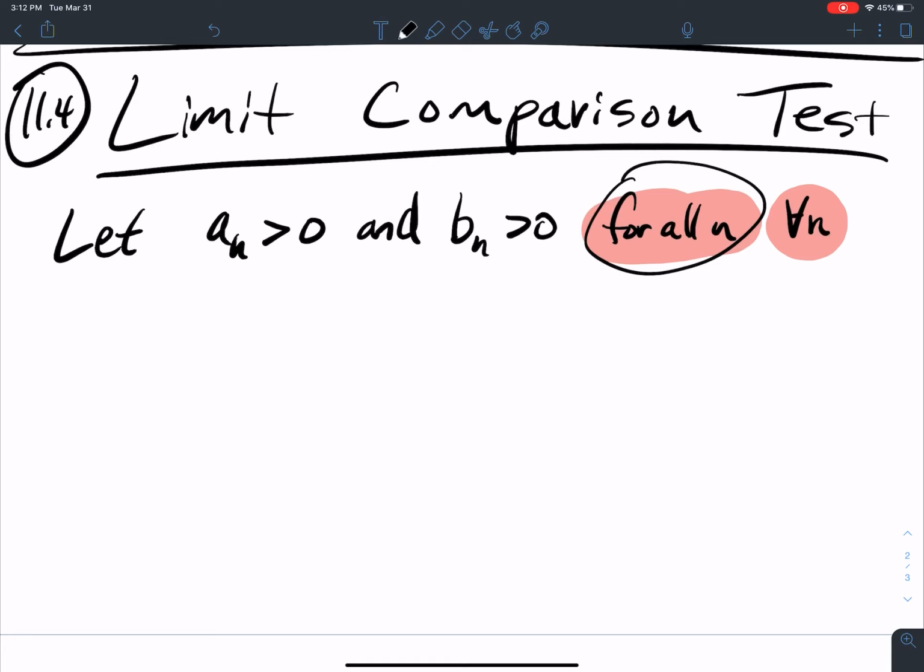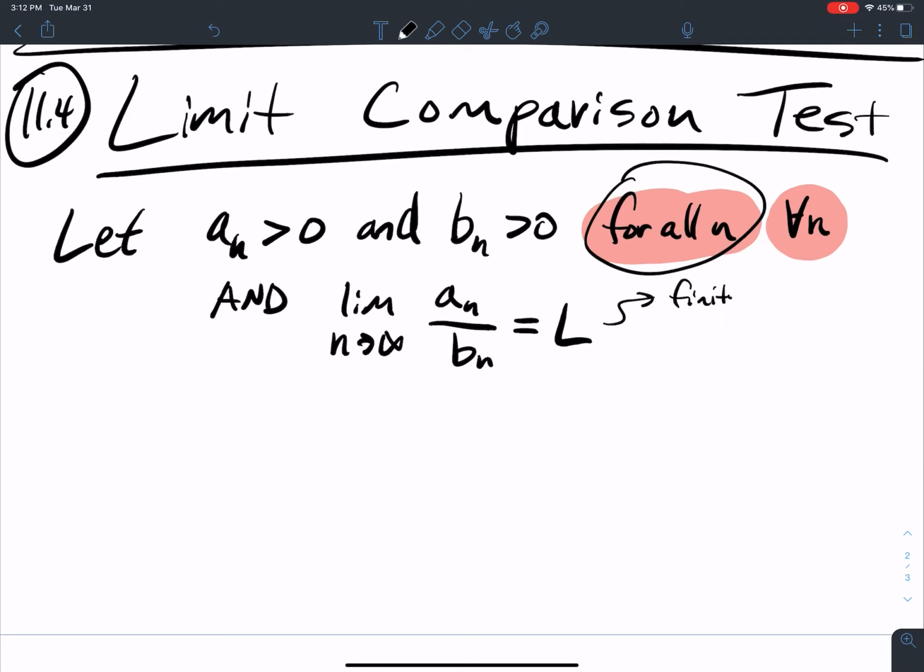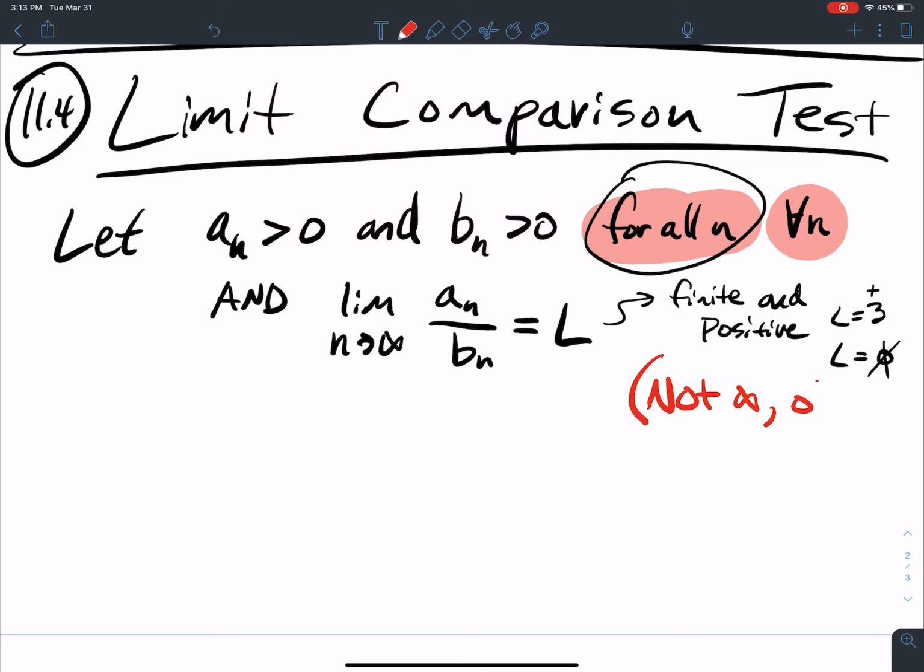Now, and what else do we have? The limit as n goes to infinity of a sub n divided by b sub n is equal to L, where L is finite and positive. So like L could be like 3, right? If L is equal to 0, that is not a positive number. Okay, that's not a positive number. So we cannot have what? Not infinity and not 0.